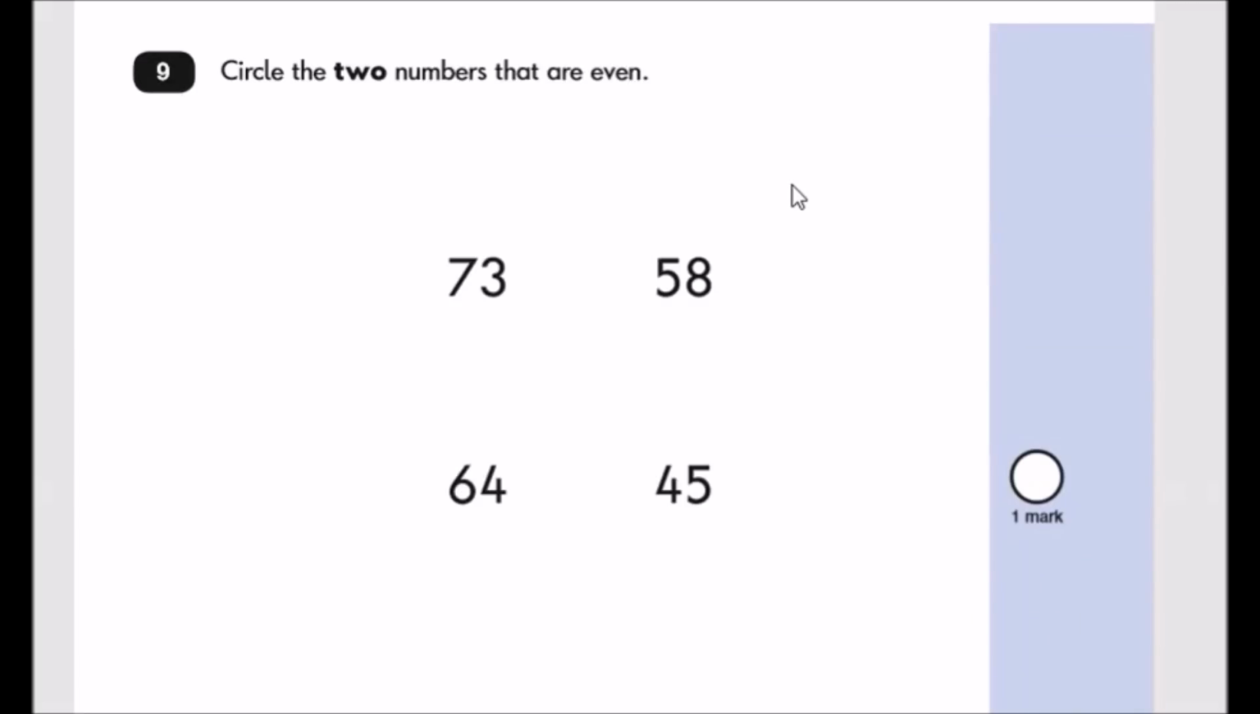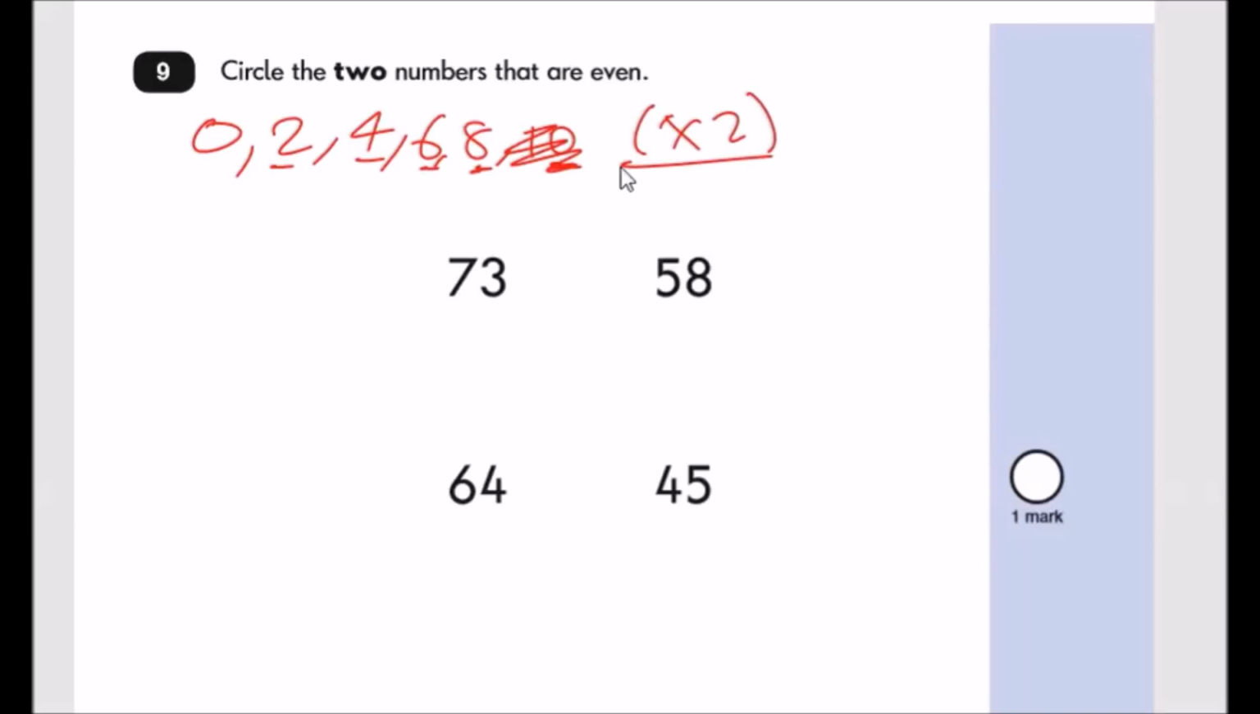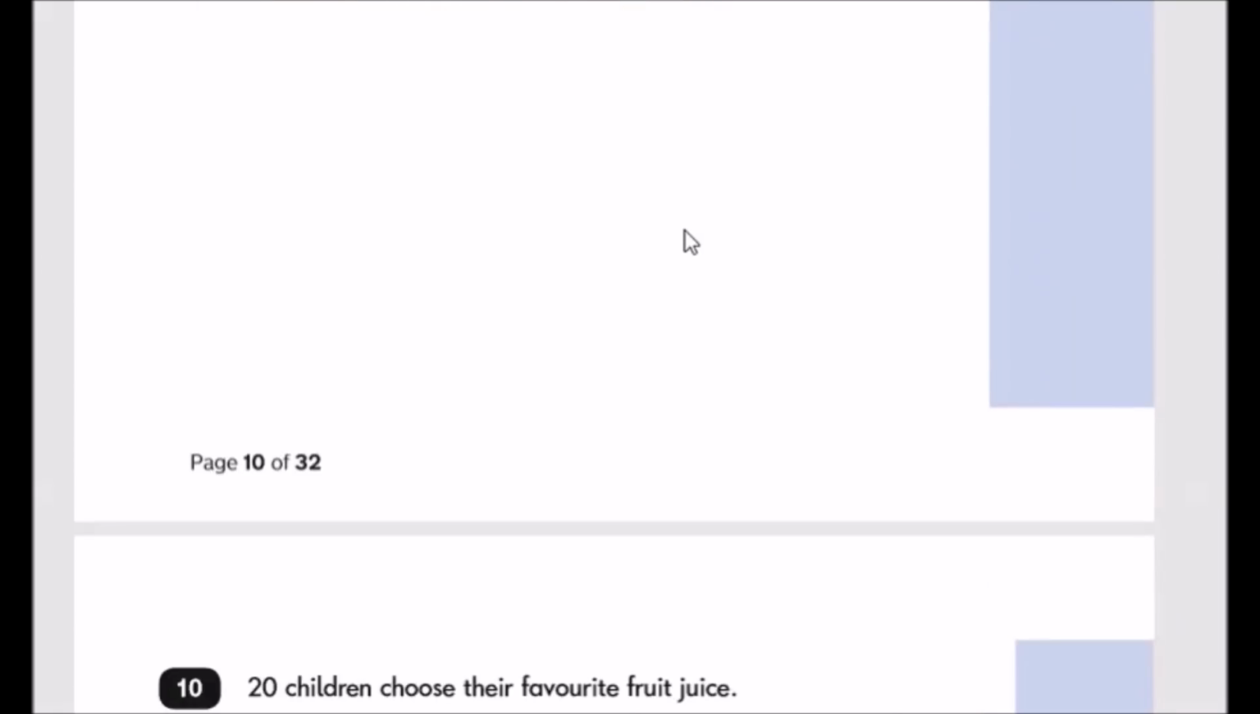Now circle the two numbers that are even. Okay, so even numbers are numbers that end in either 2, 4, 6, 8, 10 like this. So you look at the second digit, or the first in this case. So it ends in 0, 2, 4, 6, or 8. In other words, the 2 times tables. So let's have a look. 73 ends in a 3, so that's wrong. 64 ends in a 4, so yes. 45 ends in a 5, so wrong. And 58 ends in an 8, so yes. So the numbers are 64 and 58. We only look at the units, not the tens, yeah? So that's a quick note.